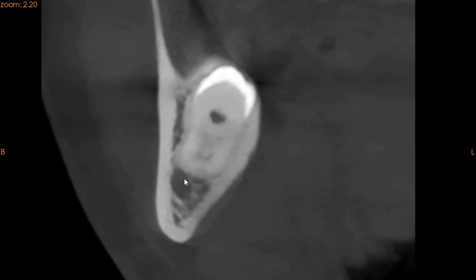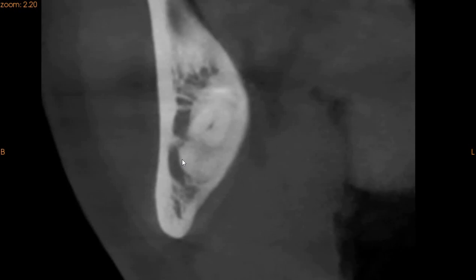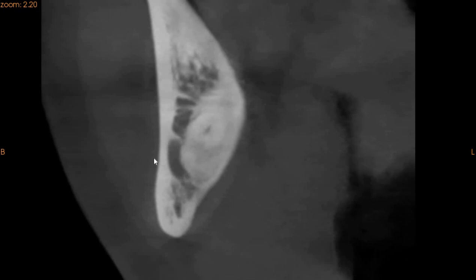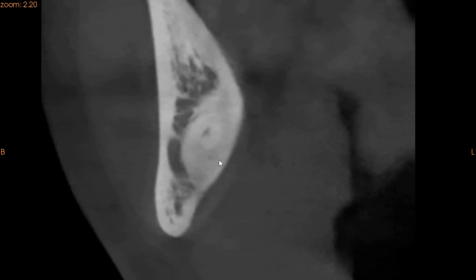This is how the canal should be. It should be round, should be far away from the nerve. But as we move towards the tooth, we can see that the nerve canal becomes kidney bean shaped, gets very severely compressed. And this is how we know that this wisdom tooth is in direct contact with the inferior alveolar nerve canal, and extraction of this tooth can have consequences to the inferior alveolar nerve.